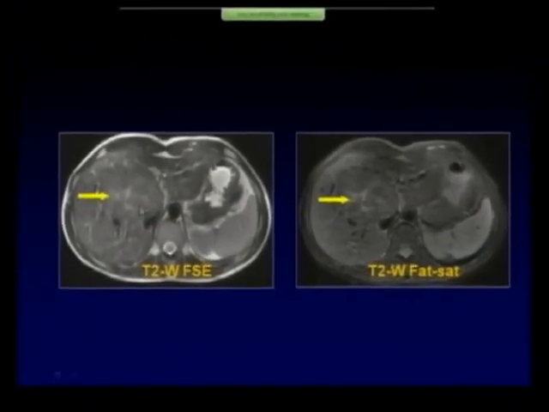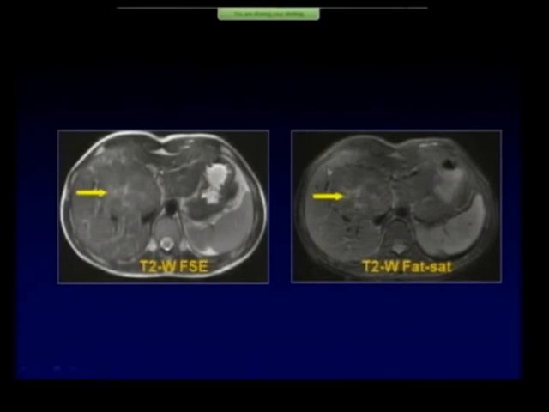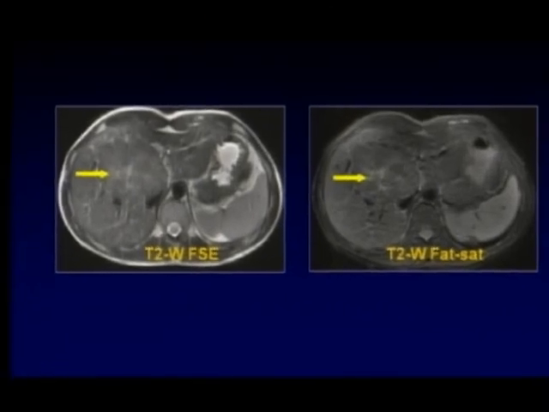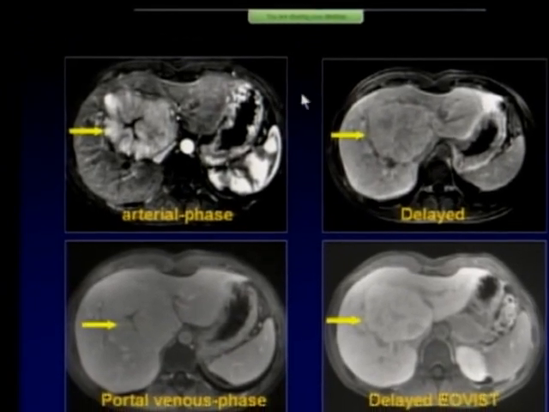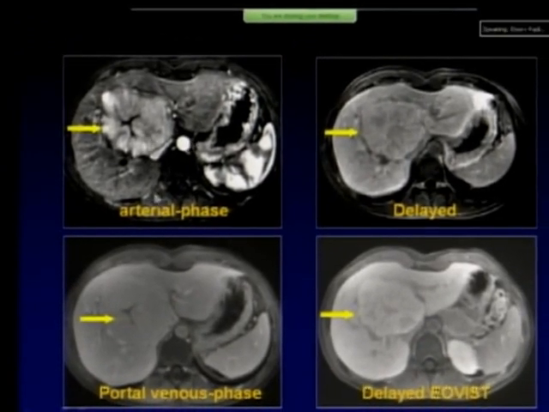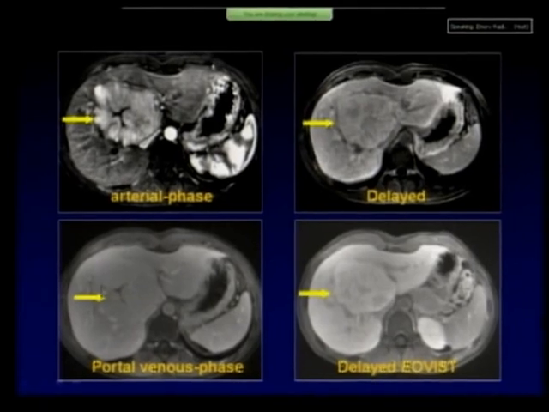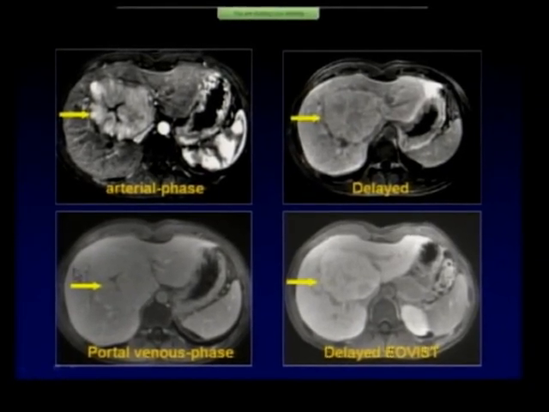On T2 weighted images, again the central scar is noted. If you do fat saturated T2 weighted images, the lesion stands out because the background peritoneal fat or subcutaneous fat gets suppressed, so that helps. On arterial phase, the lesion enhances. On portal venous phase, the lesion almost becomes iso-intense with the liver. The central scar is again noted, which is hypo-enhancing. On delayed imaging, the lesion again remains iso-intense and the central scar demonstrates enhancement.